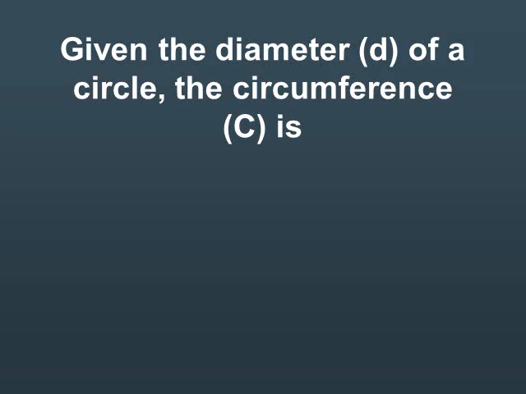So given a diameter of a circle and the circumference C, you would have circumference equals pi times the diameter. Pi is an irrational number that is the ratio of circumference divided by diameter. So it always is approximately 3.1415.